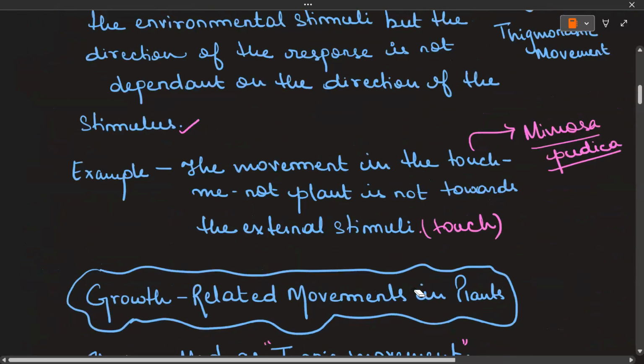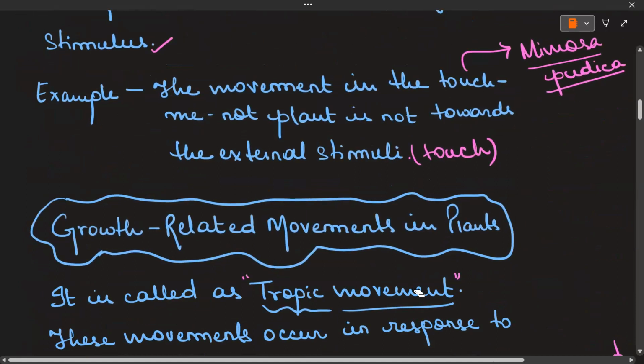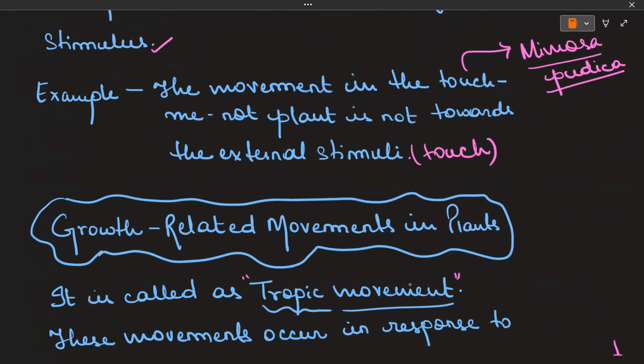Now, let us see an example of a nastic movement. You might have heard about the touch me not plant, right? What happens when you touch it? It gives some shock-like feelings. When you touch the leaf of a touch me not plant, you would find that the leaves close themselves. The leaves would be open, but as soon as you touched it, the leaves closed.